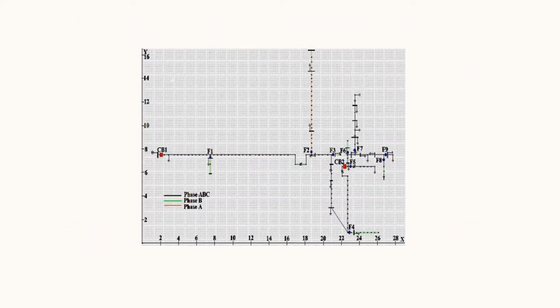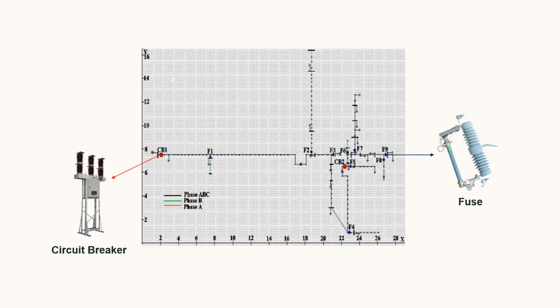This is one of the examples of a test distribution system. It is well known as the IEEE 34-node system that consists of feeders and lateral lines. In this distribution system, many types of protection devices have been installed, such as circuit breakers and fuses.